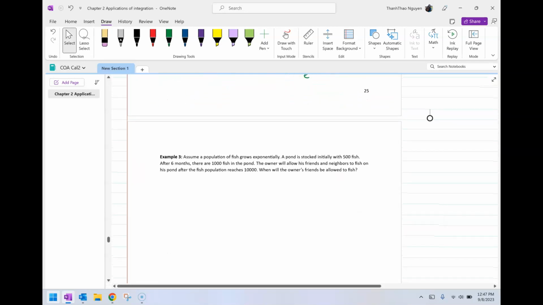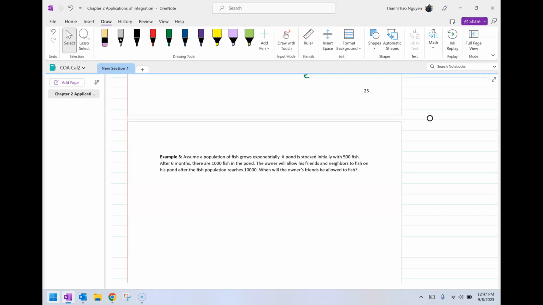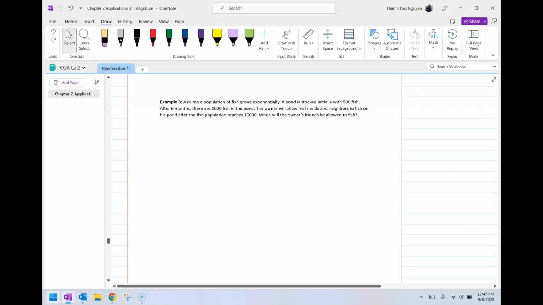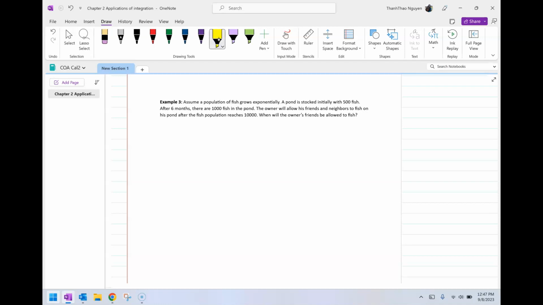Assume a population of fish grows exponentially upon a stock initially with 500 fish. After 6 months, there are 1,000 fish in the pond. The owner will allow his friends and neighbors to fish on his pond after the fish population reaches 10,000. When will the owner's friends be allowed to fish? Well, we are not given what k is, so first things first, we need to solve for k.